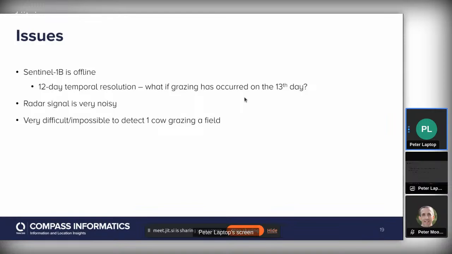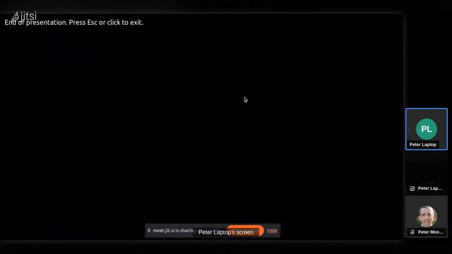The radar signal is very noisy, as you saw from the graph I showed earlier with the grazing observations. There's a very nonlinear relationship between grazing and the signals. And it's nearly impossible to detect very extensive grazing. Ideally you would be able to detect one cow grazing in the field, but that's impossible unless you use VHR imagery, I suppose. That concludes my presentation. If there are any questions, let me know.